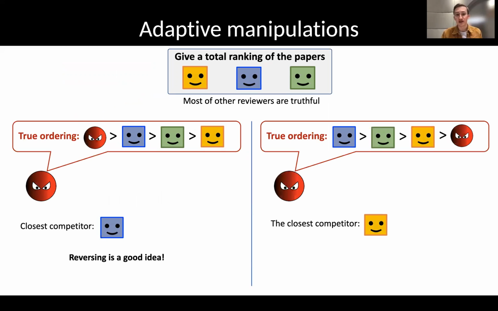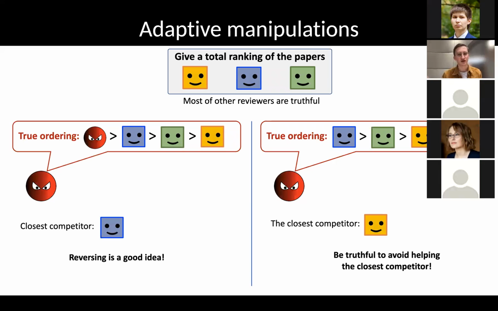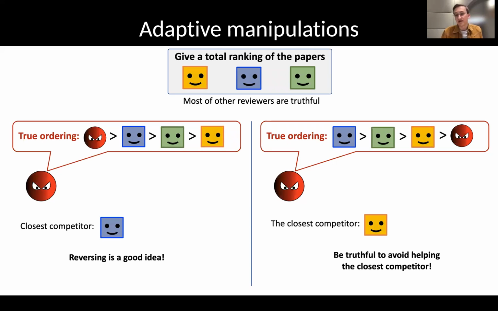And if the true ordering is reversed, like if we are weaker than everyone we need to review, then our closest competitor is the orange reviewer, and we definitely don't want to promote them. So in this case, it seems that being truthful is fine, right? Because we place our closest competitor in the last place. This is the best we can do. We cannot hurt them more. And hurting the blue reviewer doesn't make much sense because they're much higher than us in the ranking anyway, and we won't overcome them.